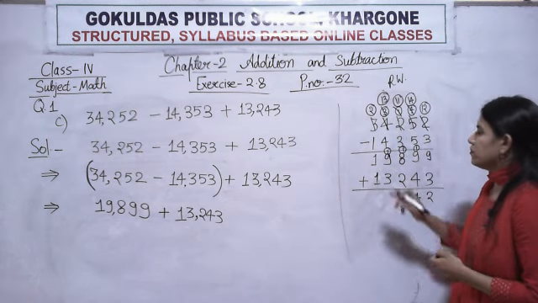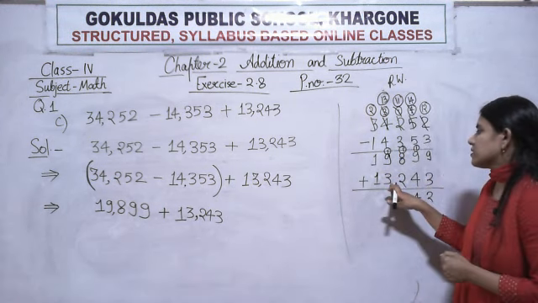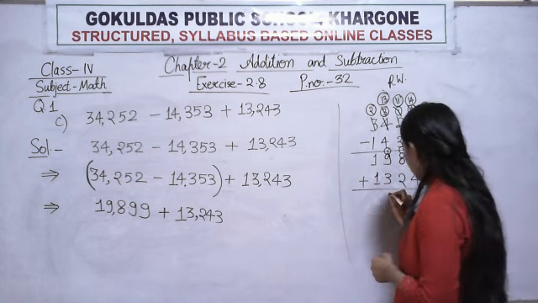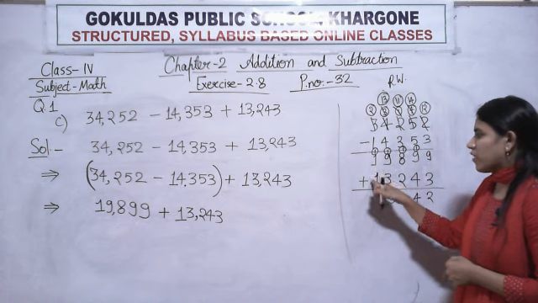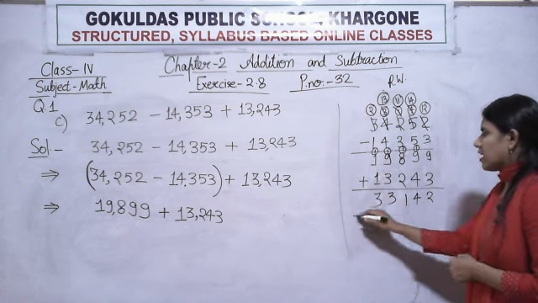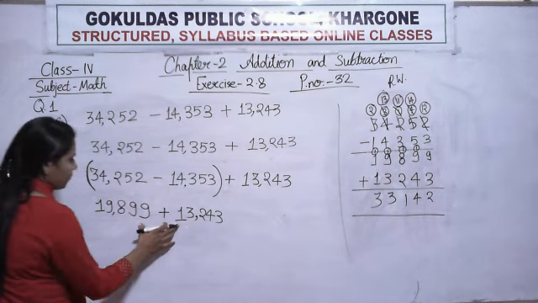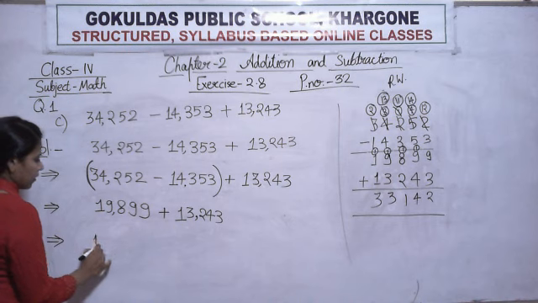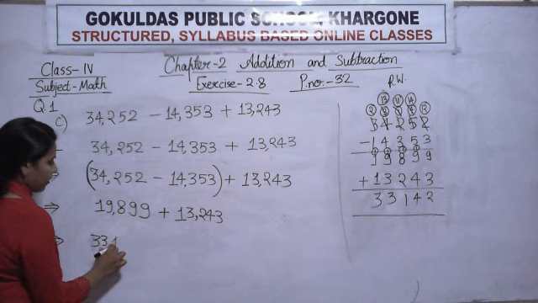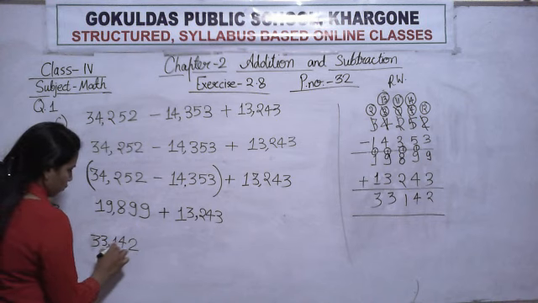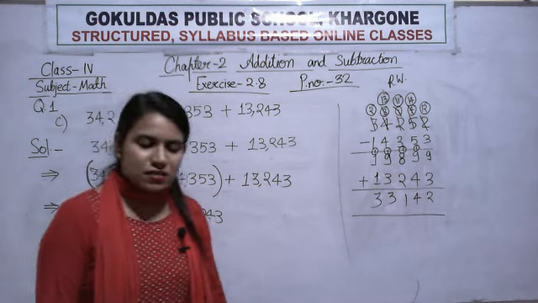Now solve this column. 1 plus 9 is 10. 10 plus 3 is 13. So I will write 3 here. 1 will be regrouped with the next column. Now 1 plus 1 plus 1 is 3. So your final answer is 33,142. So when we solve this, what do we get? We get 33,142. Okay. This is how we got our final answer.